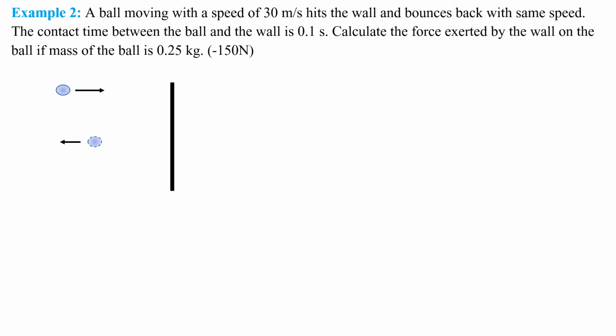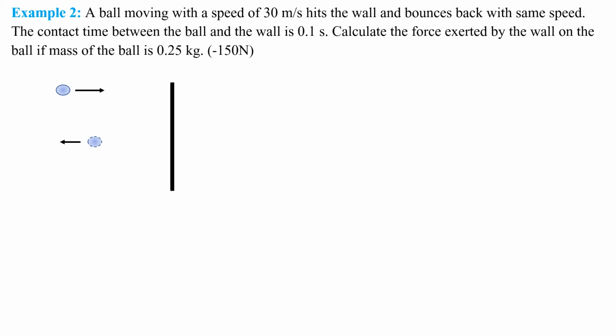Hello everyone, let's continue with example 2 in the same topic of momentum and impulse. This example reads: a ball moving with a speed of 30 meters per second hits the wall and bounces back with the same speed. The contact time between the ball and the wall is 0.1 second. Calculate the force exerted by the wall on the ball if the mass of the ball is 0.25 kilograms.